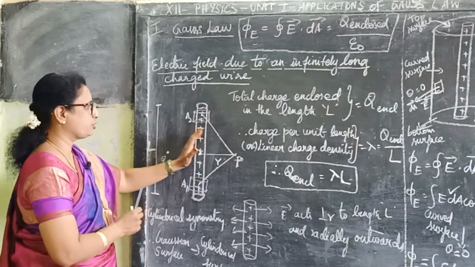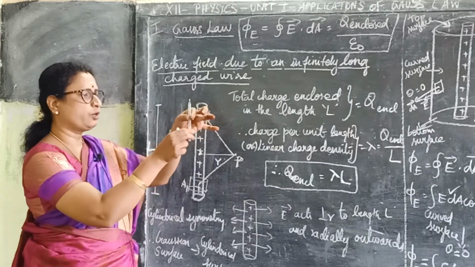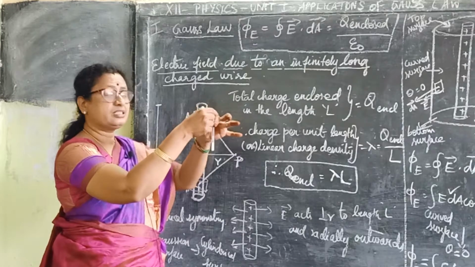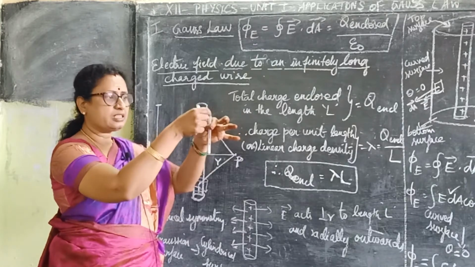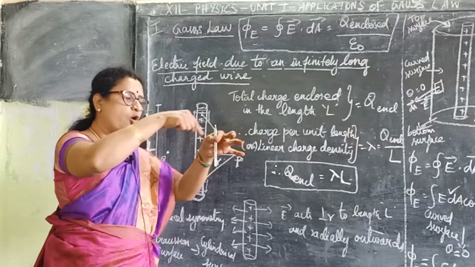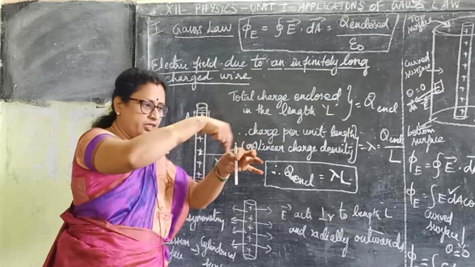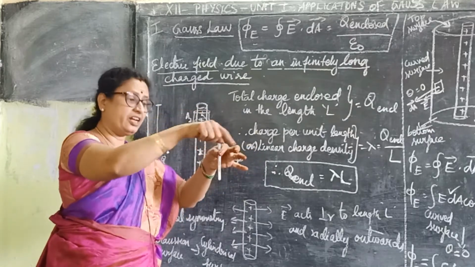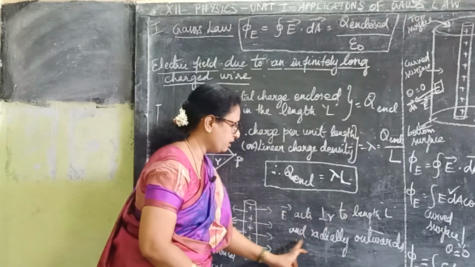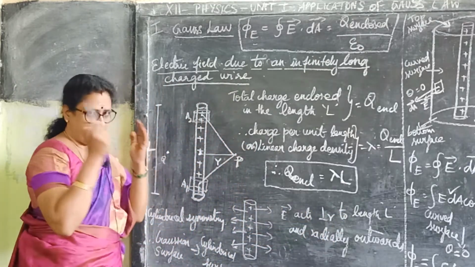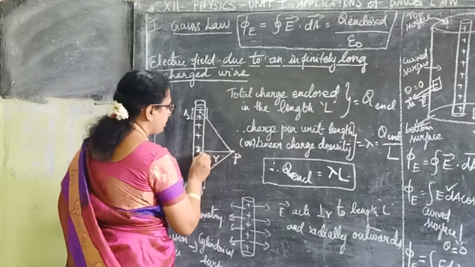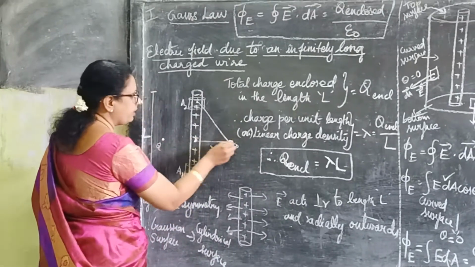This diagram is only a one dimensional view. If you consider this as a cylindrical wire, an infinitely long wire with positive charge stored in it, it will have electric field emanating in all directions. The electric field will be emanating radially outwards, perpendicular to the length. So E acts perpendicular to the length L and radially outwards. You have to imagine this, and then only can you understand the symmetry. Now consider the point P at a distance r from the wire.